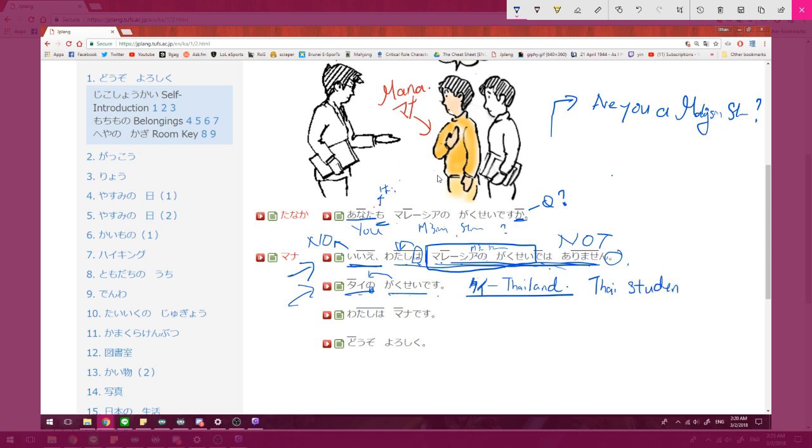So look at this. We have 3 characters so far: Mr. Tanaka, or Tanaka sensei, we have Ali, and we also now have Mana. Oh, I better draw that properly. Mana.